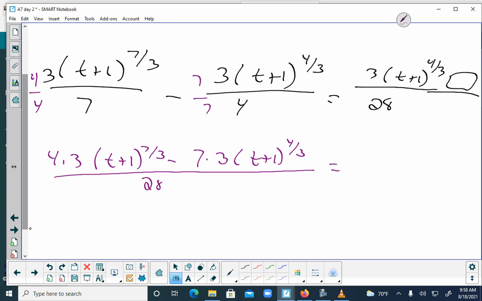All right. So this one, what can I factor out? What is the lowest thing that I can factor out? Nathan? 3 times t plus 1 plus 1/3. And that's why I didn't bother multiplying the 4 times the 3 and the 7 times the 3. But if I had 12 and 21, I could still factor out that 3. Does that make sense? I was trying to save you some work.